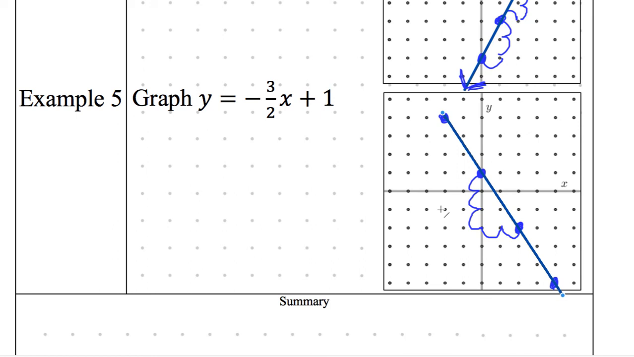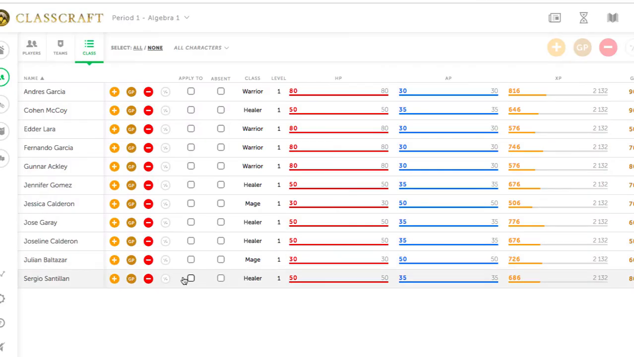And everyone has their card in. So my final step is to anyone? Sergio? Arrows. Don't forget your arrows. It goes on forever and ever. All right, Jessica and Sergio, you got your XP.